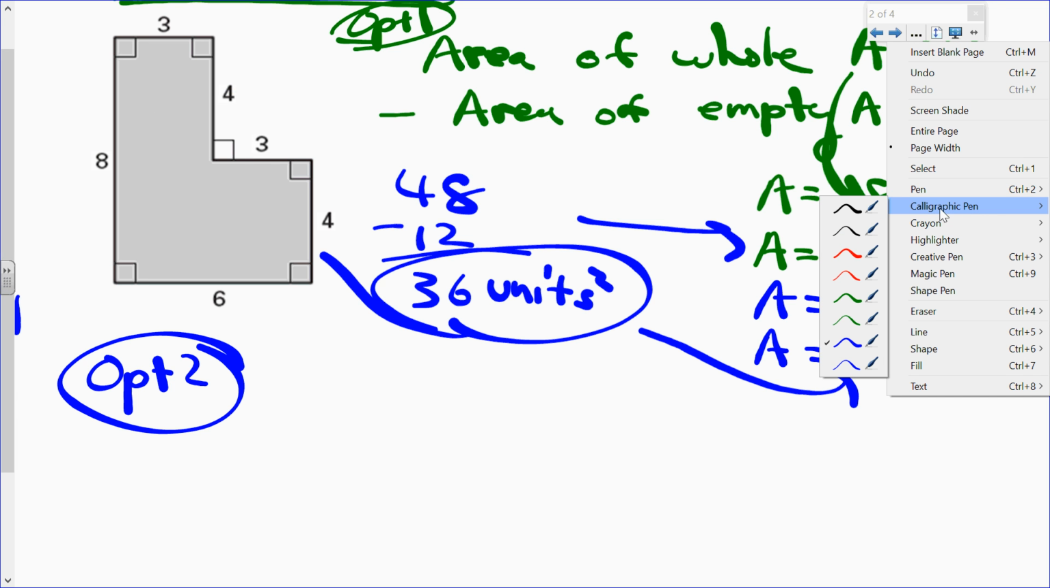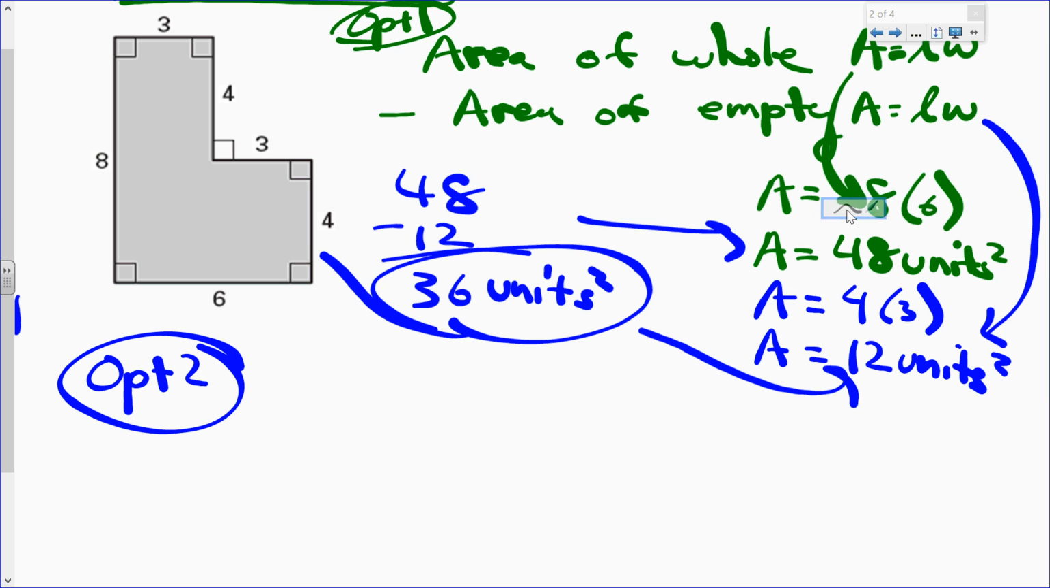Watch. Let me chop it up into, how about this? I've got a rectangle at the bottom and a rectangle on top. Get the area of each one, add those puppies up, you're going to get 36. I guarantee it, if you do it right. Or, how about chopping up this way? Long rectangle, little rectangle, get the area of each one, add them up, you're going to get 36 also.